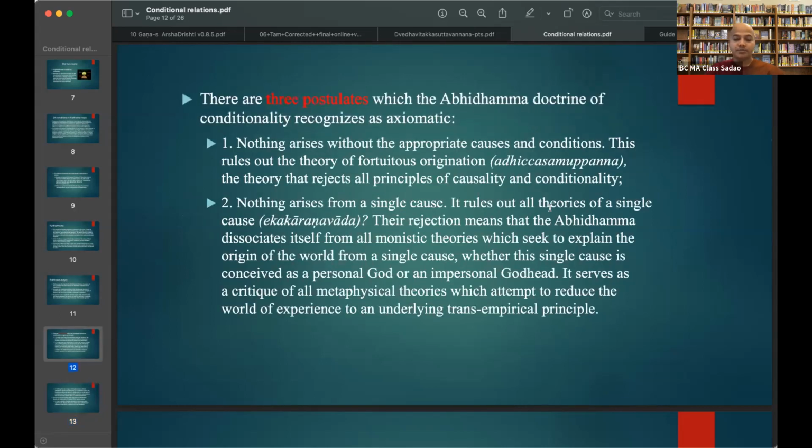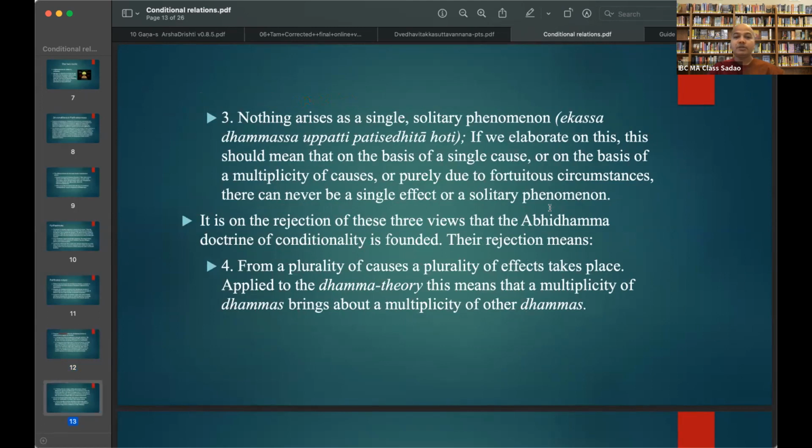So these are the three principles that the Abhidhamma doctrine of conditionality recognizes. One is nothing arises without the appropriate causes and conditions. These represent the coming together of a multiplicity of dhammas, or you can say causes and conditions. And then there is no single cause, there is no single effect. It is on the rejection of these three views that the Abhidhamma doctrine of conditionality is founded. Their rejection means that from a plurality of causes, a plurality of effects takes place. Applied to the Dhamma theory, this means that a multiplicity of Dhammas brings about a multiplicity of other Dhammas. So this is what is expressed with the theory of conditional relations, Paccayas, 24 Paccayas.